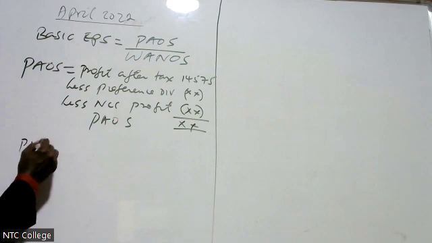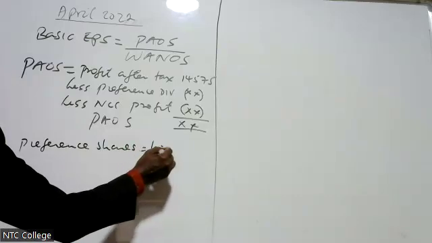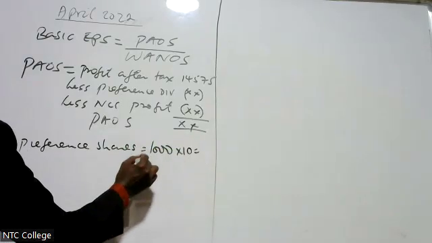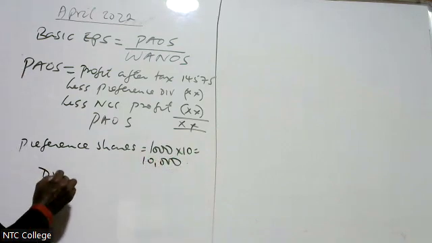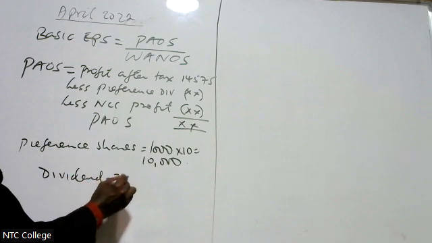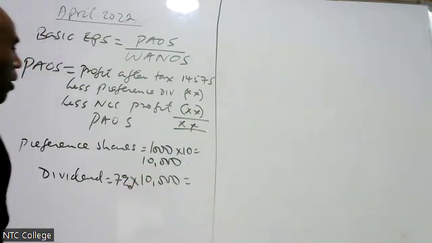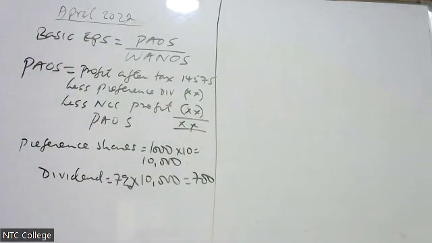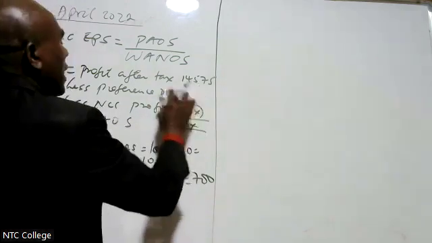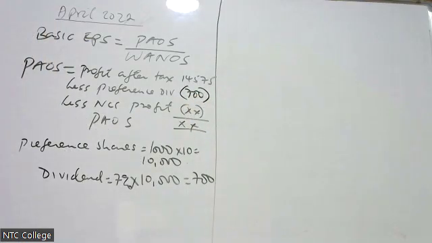Therefore, preference shares equal 1 million times 10 par value, which is 10 million. The value is 10 million. But the dividend equals 7% times the value, which is 10,000. Of course, I'm going to get 700. Dividend is 700. Therefore, I come to less 700. Then do I have NCI in my question?